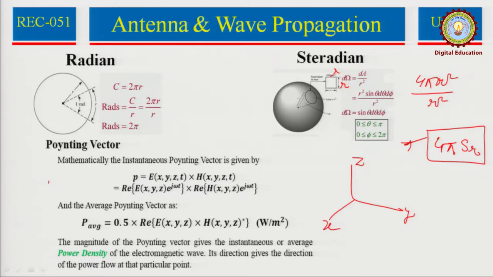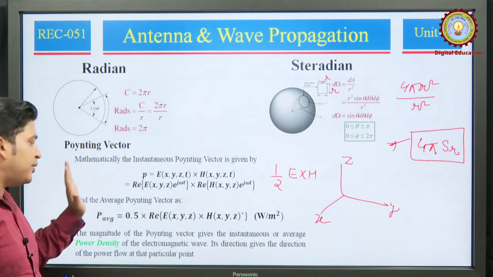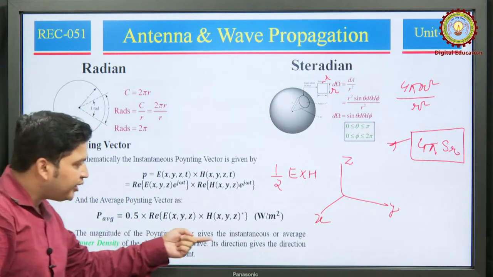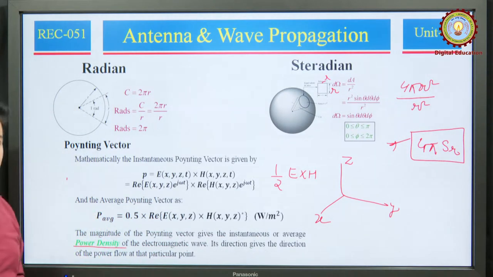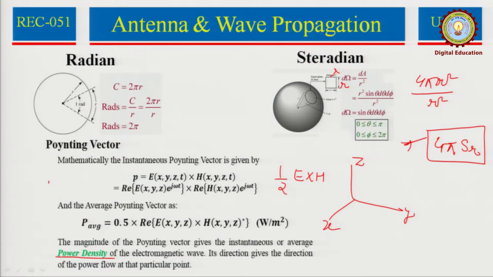So, it is a product of the E field and the magnetic field, or we can represent the average pointing vector as half of E cross H. Over here it is written as such, and the unit is per meter square. You remember the basic definition, because the magnitude of the pointing vector gives the instantaneous or average power density, a term which is very important and comes into the next fundamental properties or characteristics of antenna. So, the magnitude of the pointing vector gives the instantaneous or average power density of the electromagnetic wave, the EM wave. So, moving to the next slide.